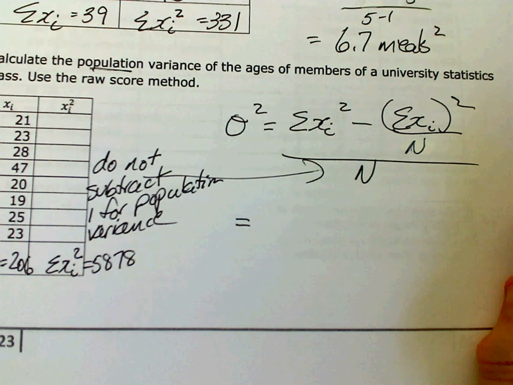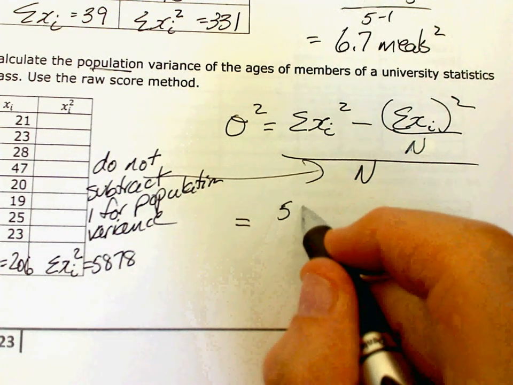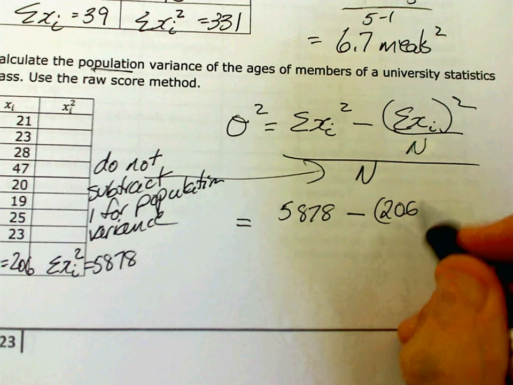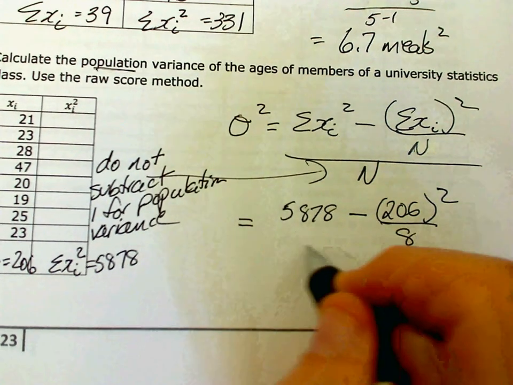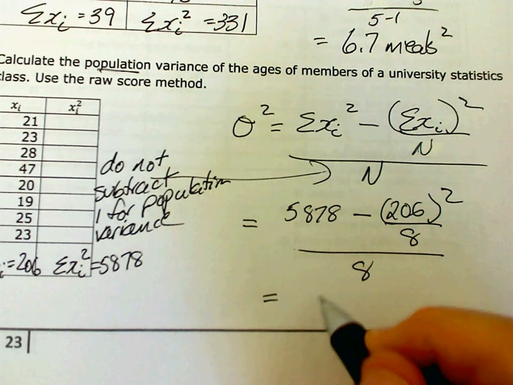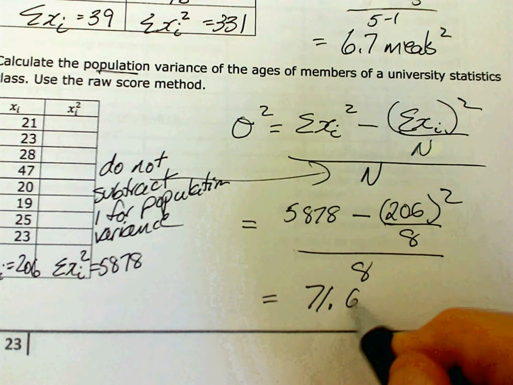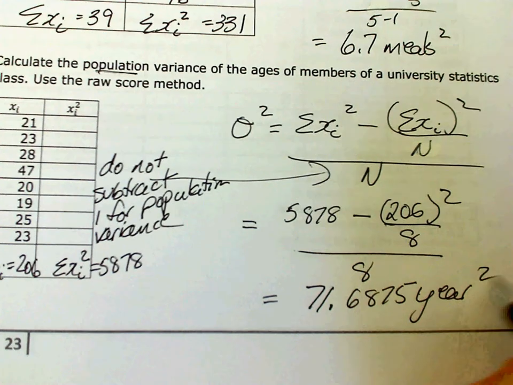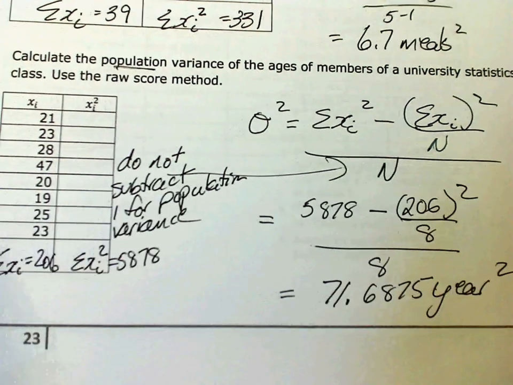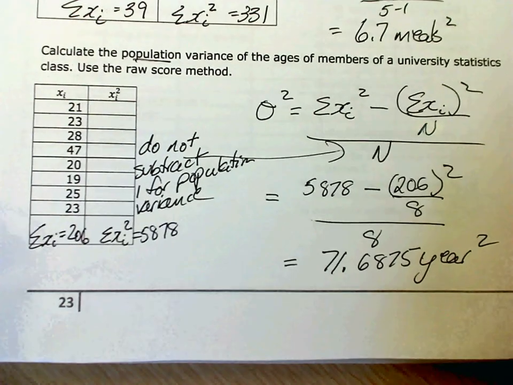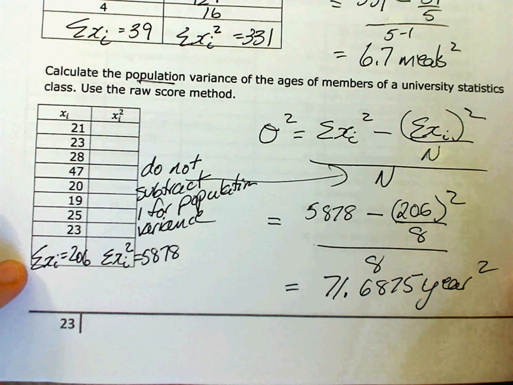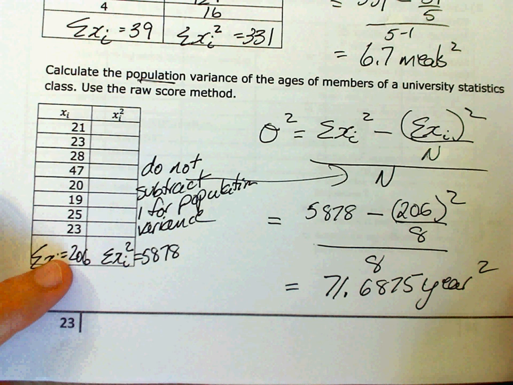So this is 5878 minus 206 squared divided by 8, over 8, and that is 71.6875 years squared. I went through that pretty fast. Can I elaborate on anything? You don't need to know this for your tests or for your final exam. I'm only going to test you on sample stuff.